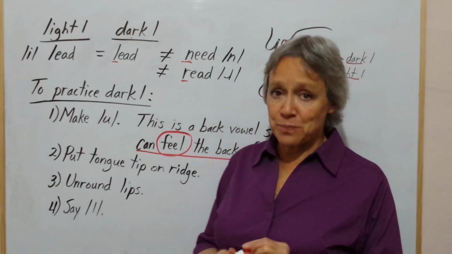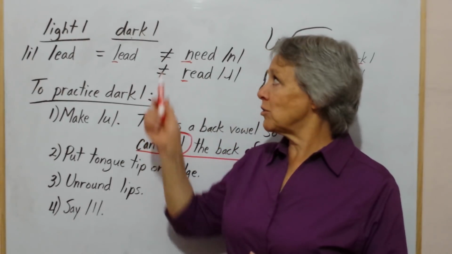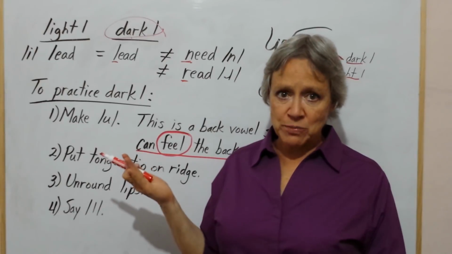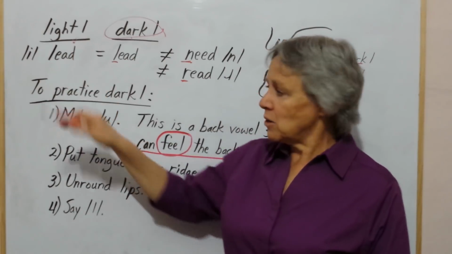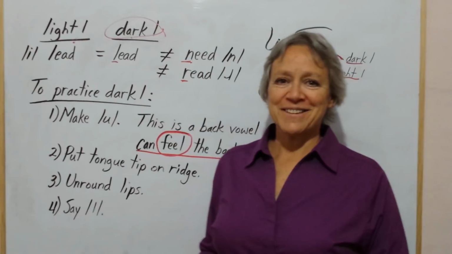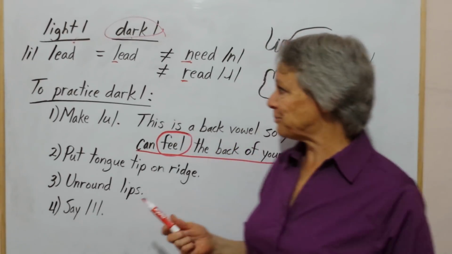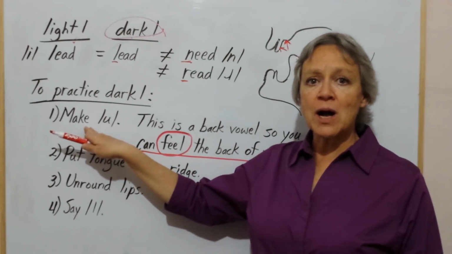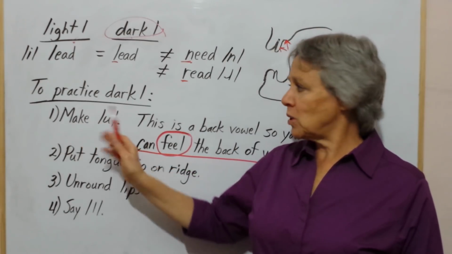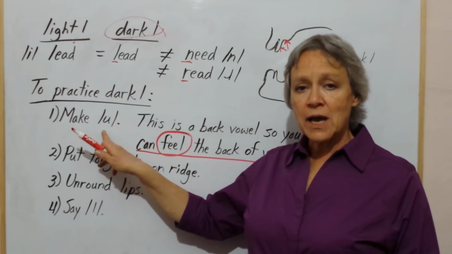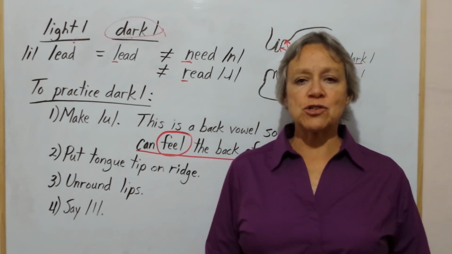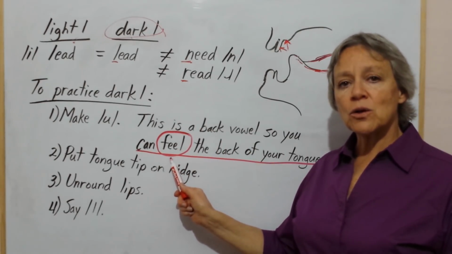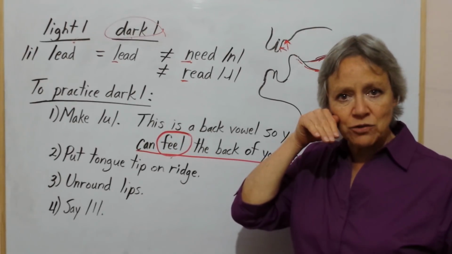But if you want to learn how to make the dark L and sound a little bit more American, because perhaps in your language you only have the light L, well, you can do these things, okay? A few steps that you can use to practice. First of all, I would say make the oo vowel sound. Oo happens to be a back vowel. And the reason I want you to do that is just so that you can feel where the tongue is when you raise the back of your tongue.